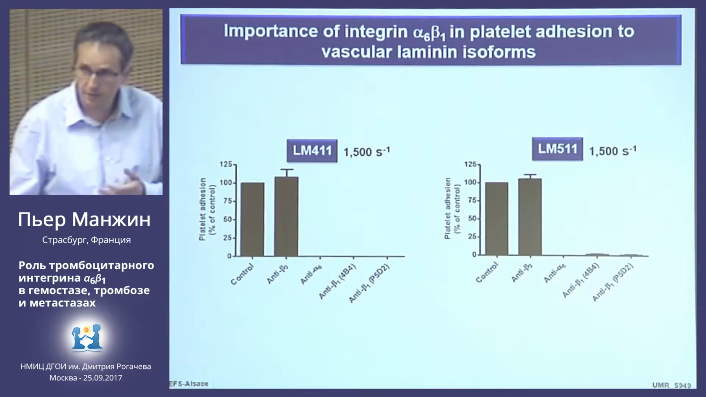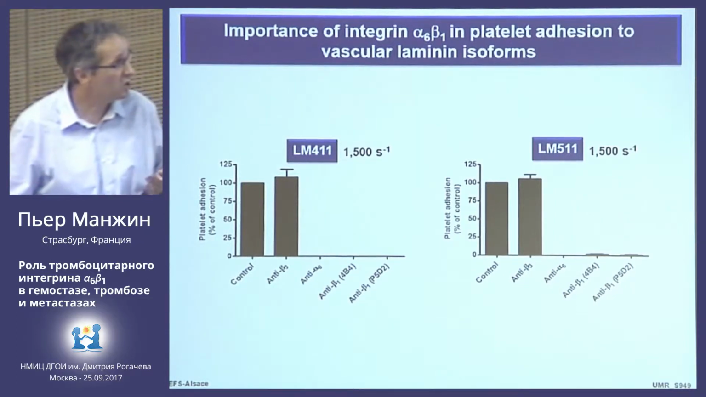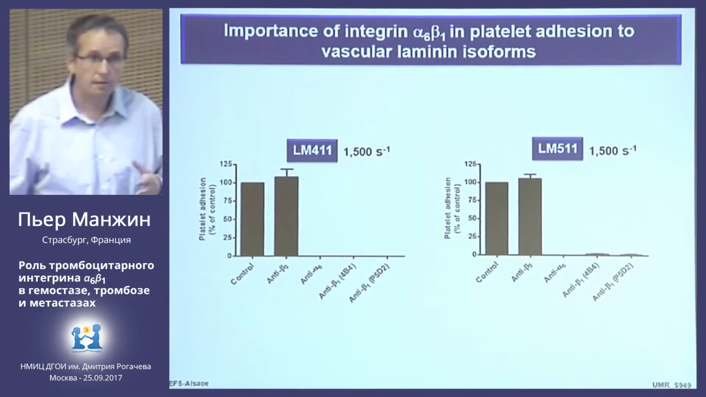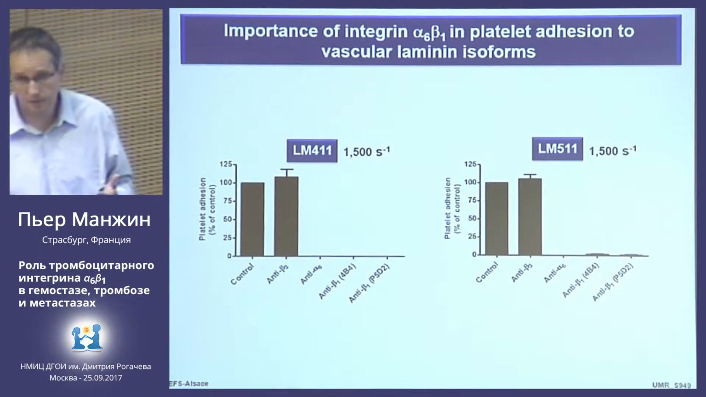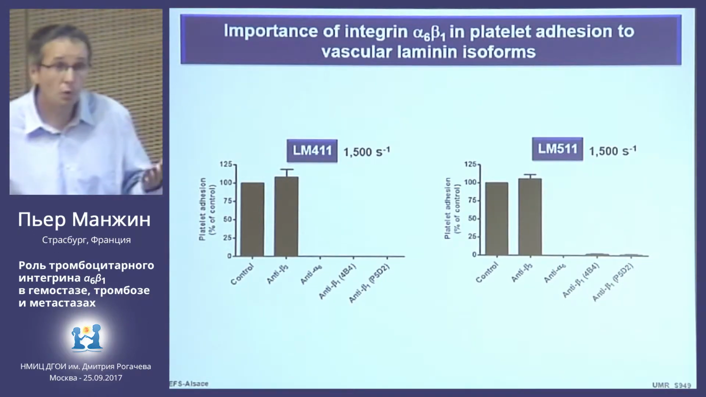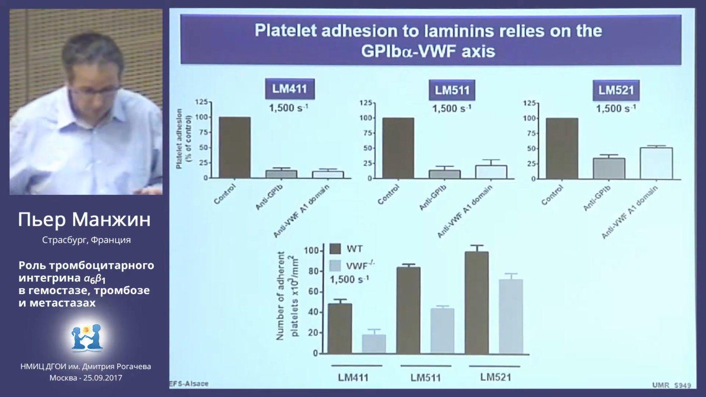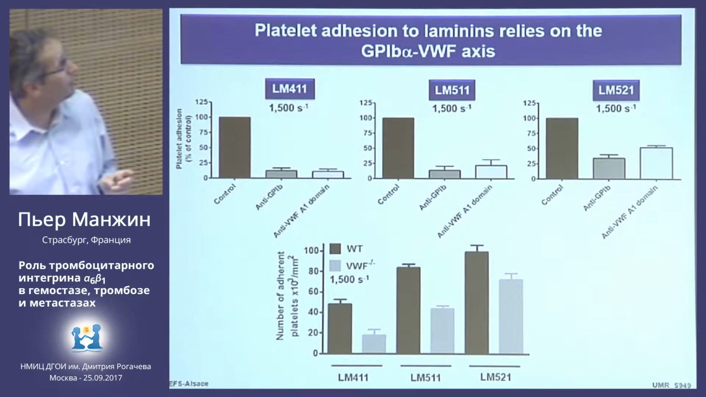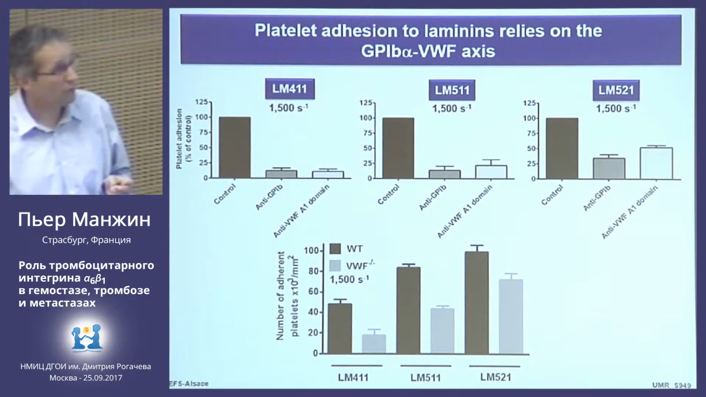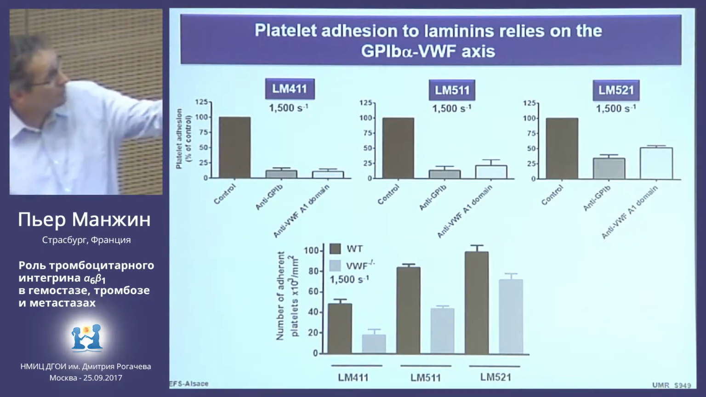Because we had this interaction and adhesion at very high shear, and because it is well accepted that the only platelet receptor supporting platelet adhesion at high shear is the GPIb-V-IX complex, we looked at its role here, at a wall shear rate of 1,500 per second, on the 3 vascular laminins.